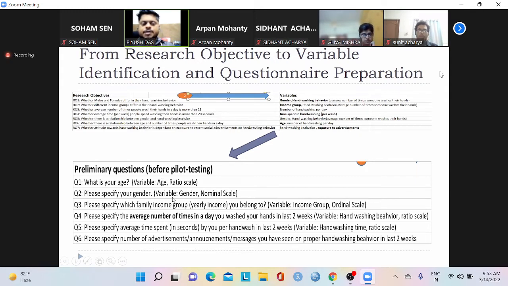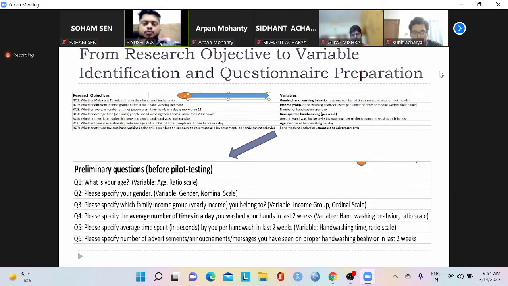Similarly, please specify your gender. Variable is gender, nominal scale, because most of the times gender will be on a nominal scale only, for identification, right? So like that, for each question you write down. Then the final stage is obviously either a Google form or, if you're going to create a physical survey and collect data, write it down in a Word document or take a printout. Or if you're sending it through any kind of survey platform, whether SurveyMonkey, Qualtrics or Google Form, try to use that platform.